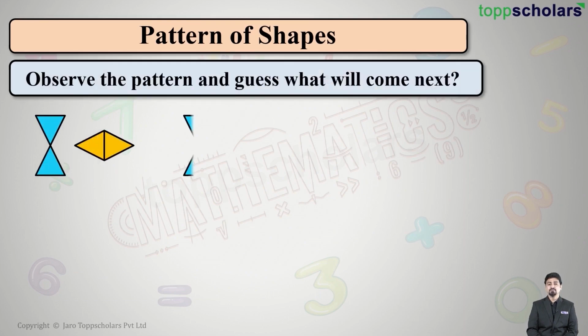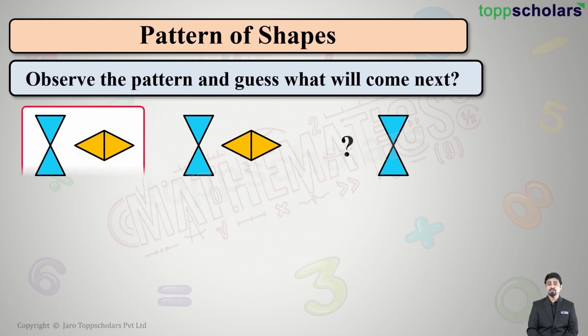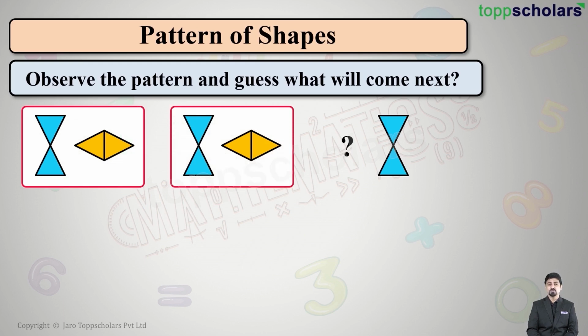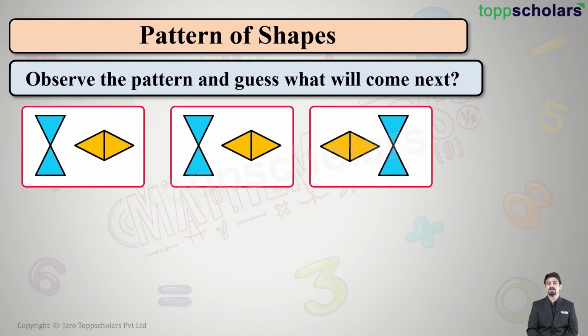We have to observe this pattern and guess what will come in the next place. That's the question mark. Each pattern over here has got two pairs. One pair of blue triangles, one pair of yellow triangles. Same thing in the second one. So third one has a pair of blue triangles. We require a pair of yellow triangles. That's what will come in the place of question mark. Pattern complete. Great.